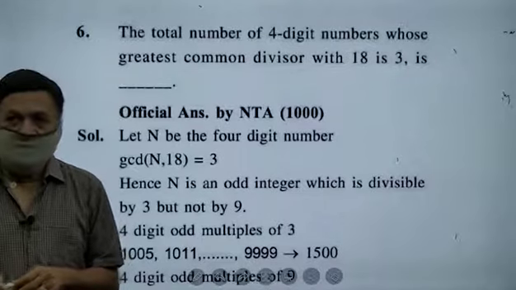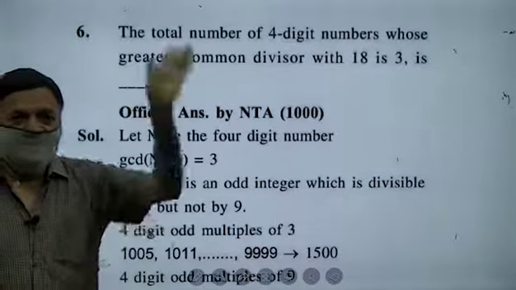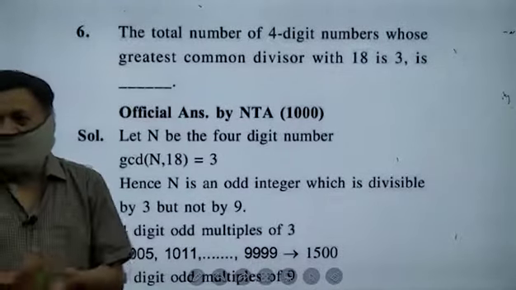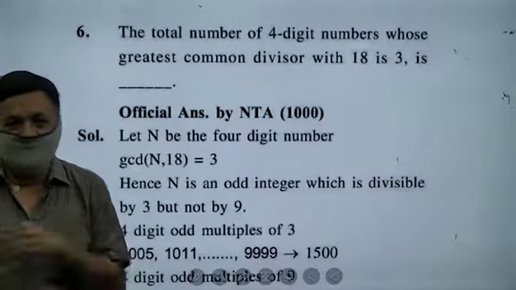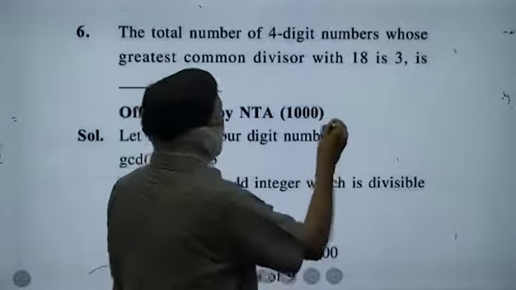First you do one thing: find all the odd numbers divisible by 3. Then calculate those divisible by 9. Subtract that. So what is the first 4-digit odd number divisible by 3?